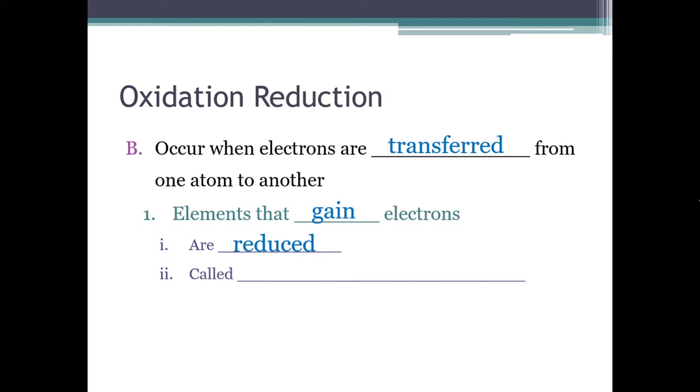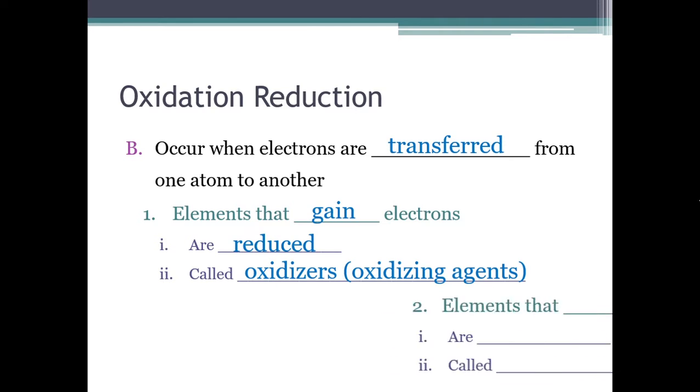It's a little weird to think about because you think of reduce as getting smaller and the number of electrons is getting bigger, but when have electrons ever followed the rules? There is a reason that it's called this. So for right this very second, just take a leap of faith with me. Elements that gain electrons are reduced. They are called sometimes oxidizers or oxidizing agents. We'll talk about that more in just a second.